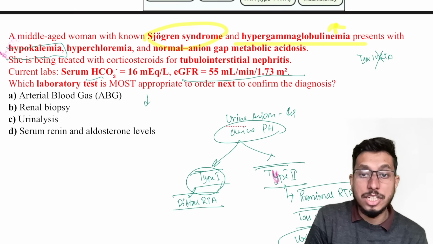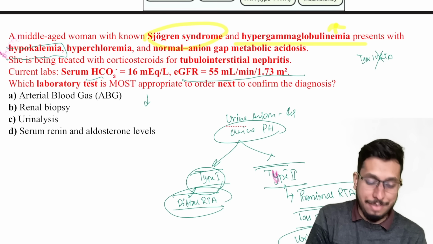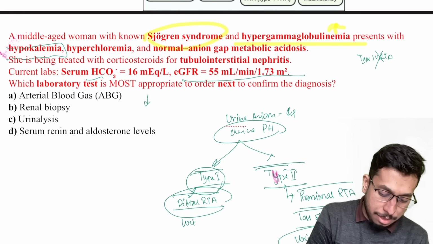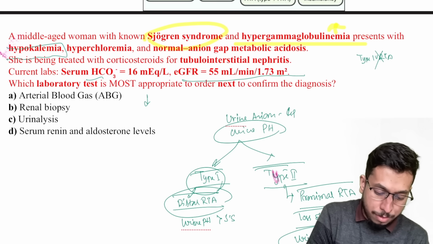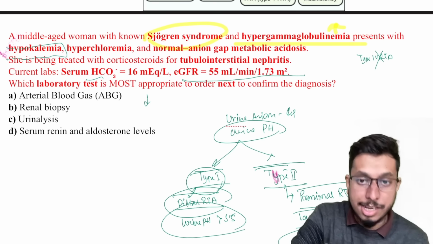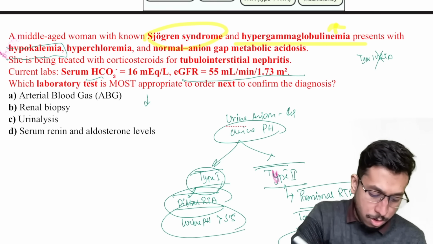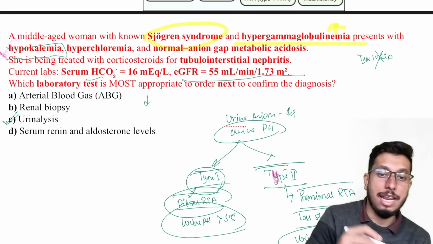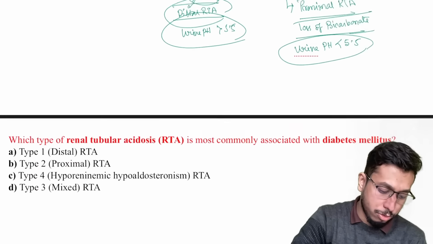And in case of distal RTA, there is an acidification defect in H plus secretion. Here, urine pH stays more than 5.5. So, how do you evaluate whether it is a distal RTA or not, which is expected because we are thinking that to be Sjogren syndrome? So, urine pH should be more than 5.5. So, our next step is urine analysis. All right. Now, coming to the next question.